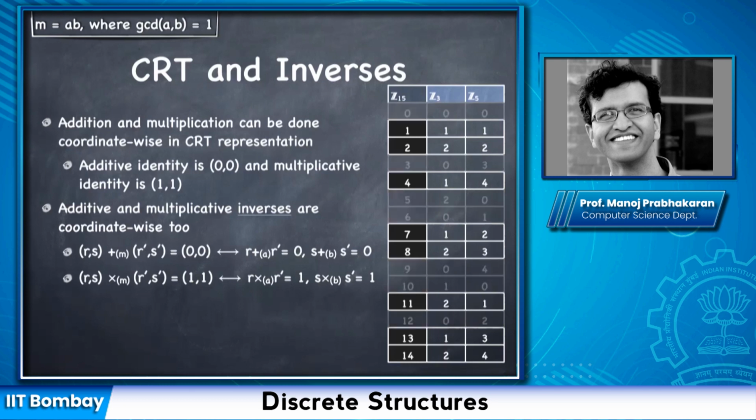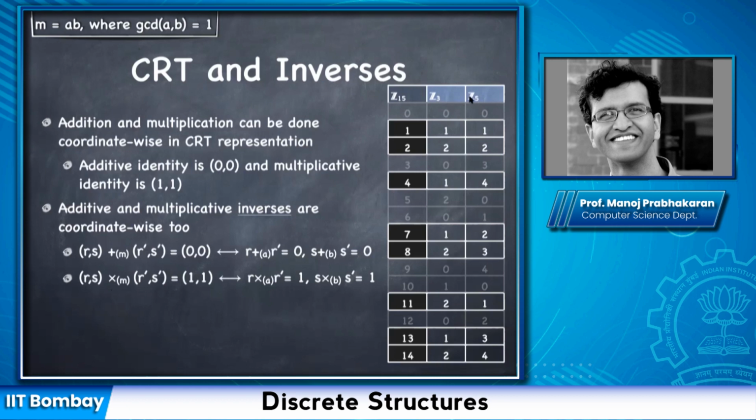So if you look here, as I said, not every integer has a multiplicative inverse, right? Which ones do? Here is one way to think about it. You need to have multiplicative inverses for R and S, for both R and S. That's when you'll have a multiplicative inverse for the full pair (R, S). And these are prime numbers in our particular example, Z3 and Z5, 3 and 5.